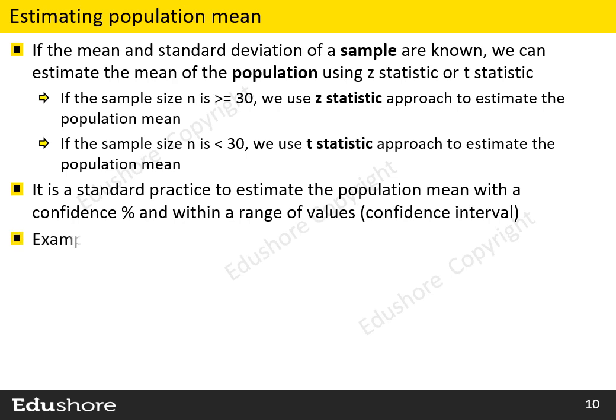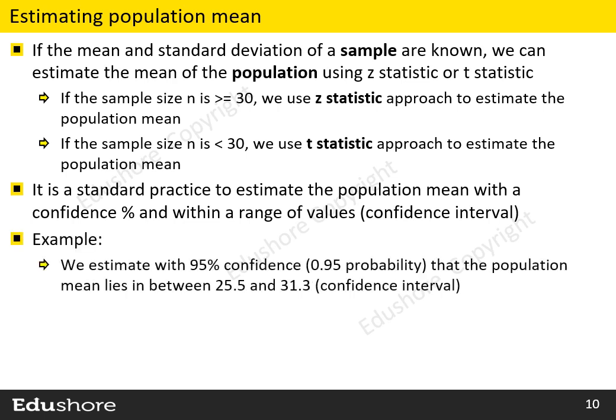For example, we estimate with 95% confidence. In other words, we estimate with 0.95 probability that the population mean lies in between the confidence interval of 25.5 and 31.3.